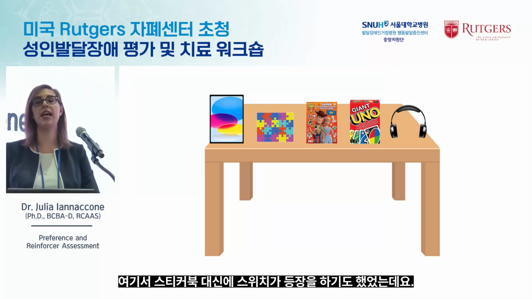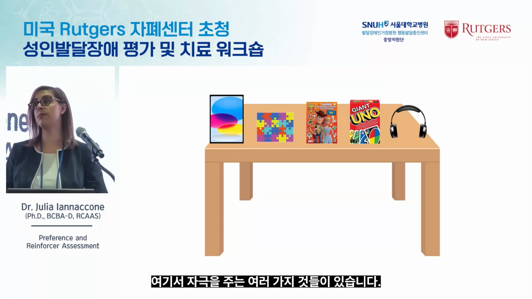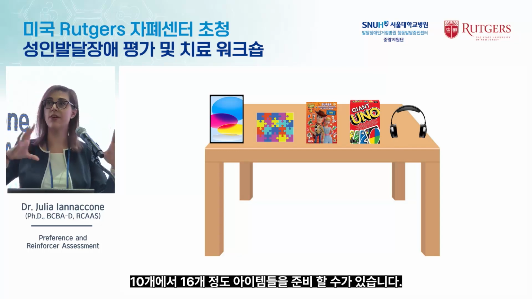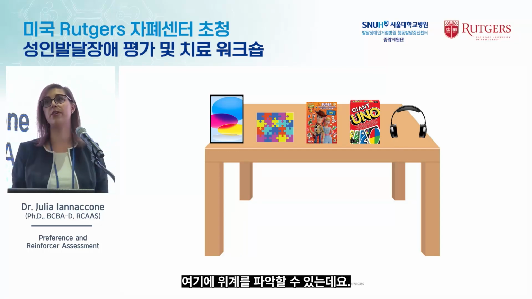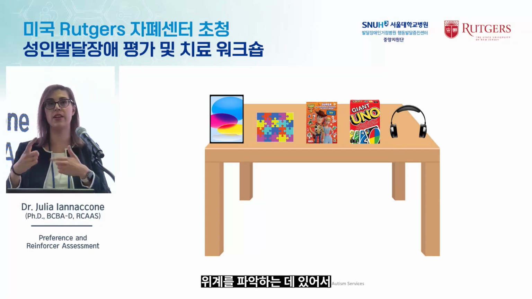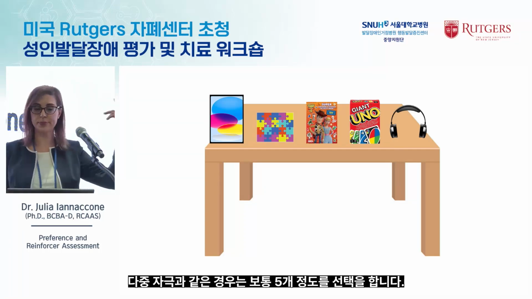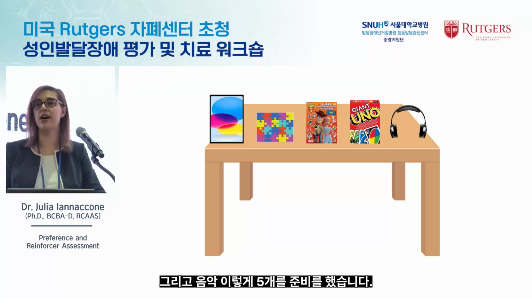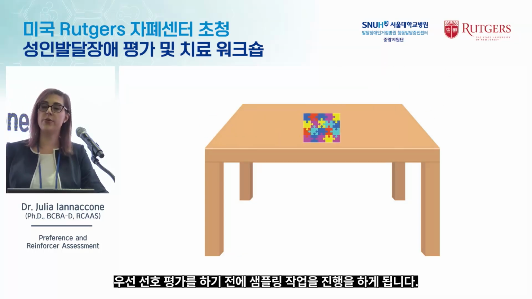Typically, if you're doing a paired stimulus preference assessment, which we're going to talk about next, you're doing a lot of items, maybe 10 to 16. Once you have a good hierarchy, when we do an MSWO, we take the top 5 from the lengthy one and evaluate the preference between those. Let's say the top 5 items for Bruce are his iPad, a puzzle, a sticker book, playing Uno, and listening to music.